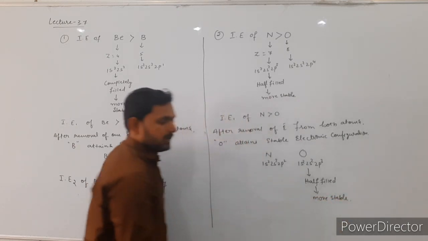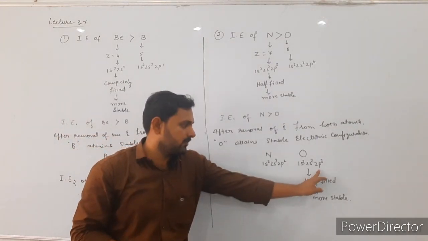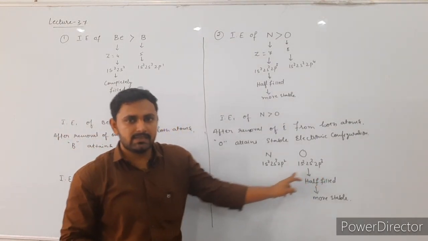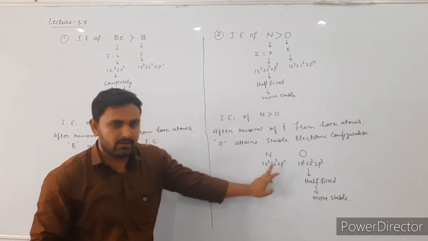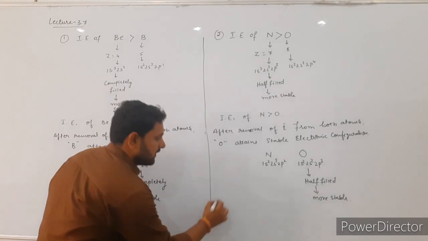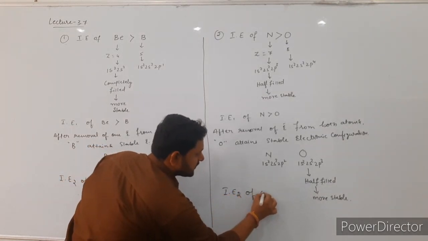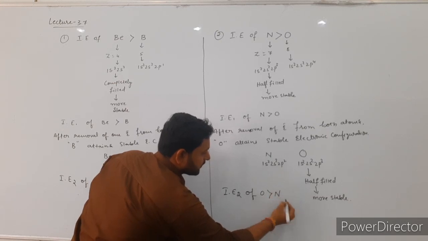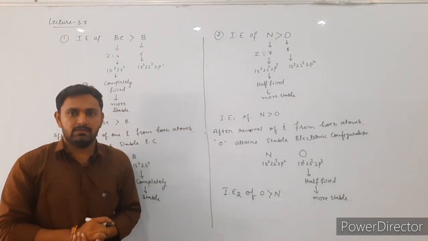Because of more stable, the amount of energy required to remove the second electron from oxygen is more as compared to the amount of energy required to remove the second electron from nitrogen. That's why the second ionization energy of oxygen is greater than nitrogen. These are the exception cases.